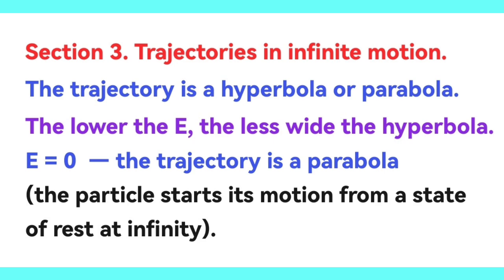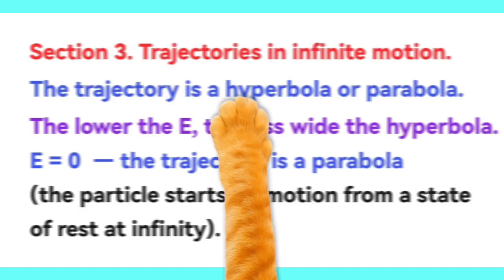In this case, the lower the energy of the particle, the less wide the hyperbola is, i.e. the more it approaches a parabola in shape. The value of the total energy of the particle, equal to zero, corresponds to the special case when the hyperbola turns into a parabola. Note that the case of a parabolic trajectory physically corresponds to the particle starting its motion from a state of rest at infinity.